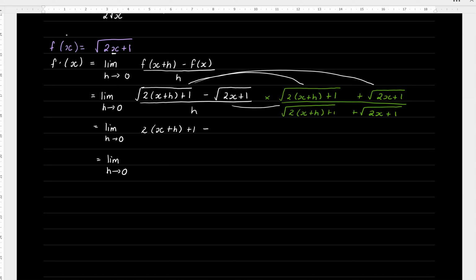And then the last one, root 2x plus 1 times root 2x plus 1. Don't make the error of just saying minus 2x plus 1 here, because obviously we're subtracting the whole thing. So make sure you pop it in the bracket. And then underneath our denominator, we've got 2x plus h plus 1, plus root 2x plus 1. We're multiplying all of that by h.